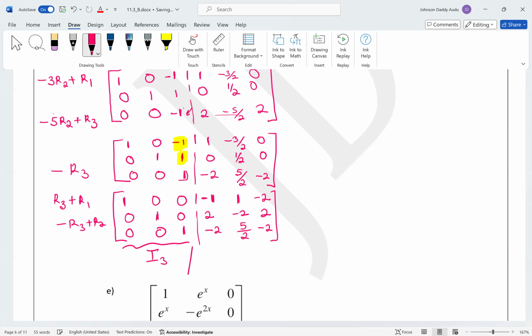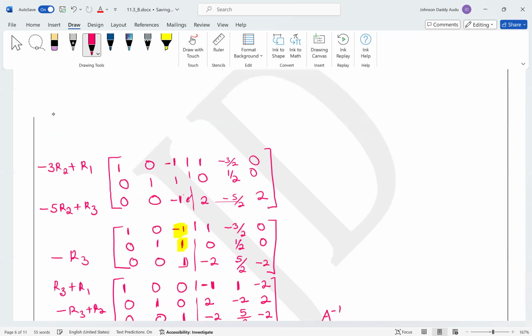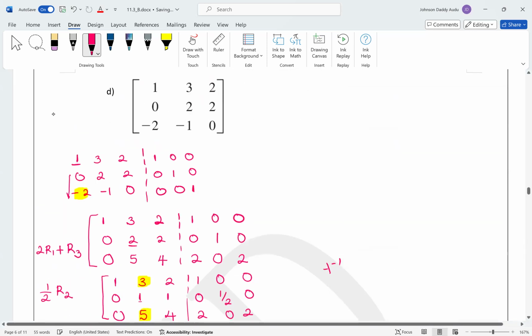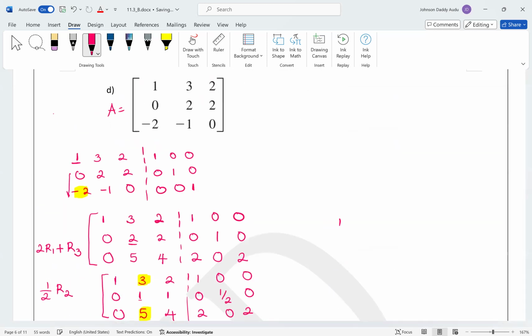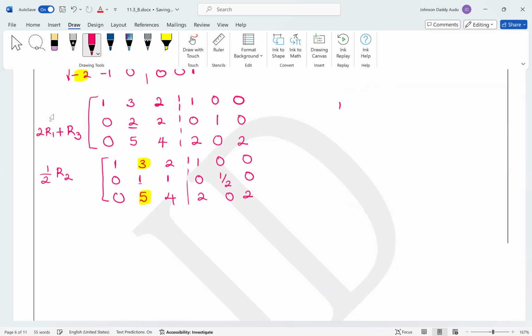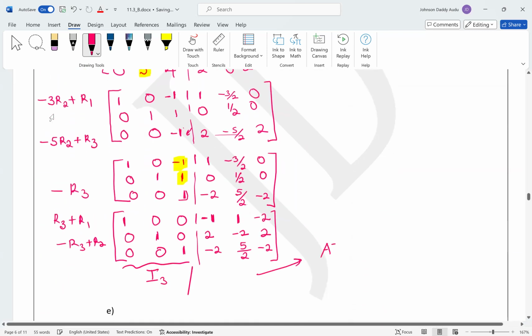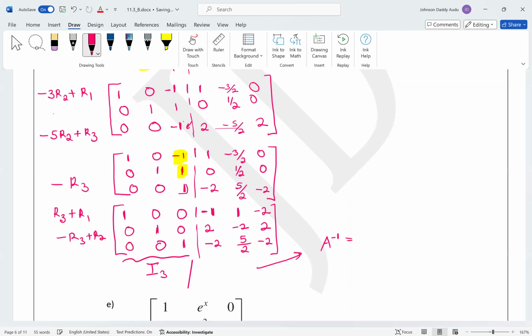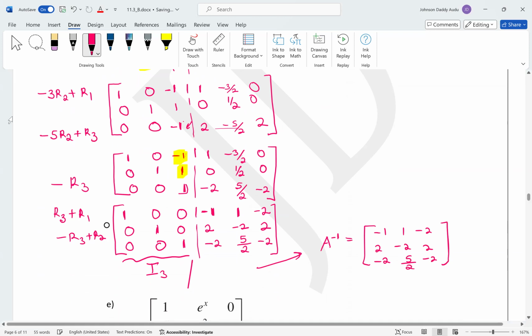So whatever remains here should become our inverse. In this case, the inverse of A, so we're calling this matrix A. You can call it anything. So the inverse of A is -1, 1, -2, 2, -2, 2, -2, 5/2, and this one. Okay.